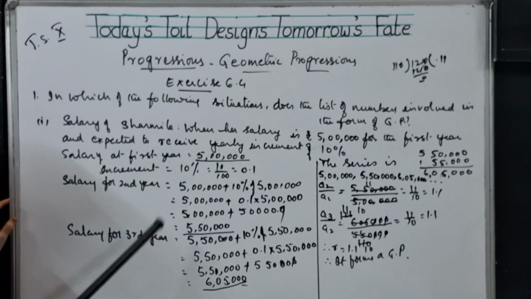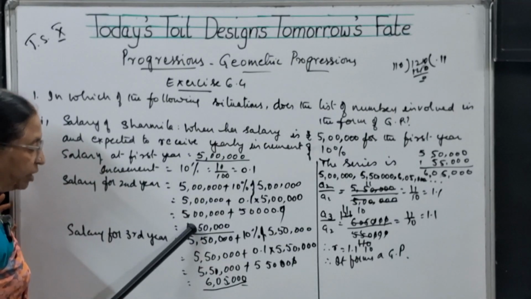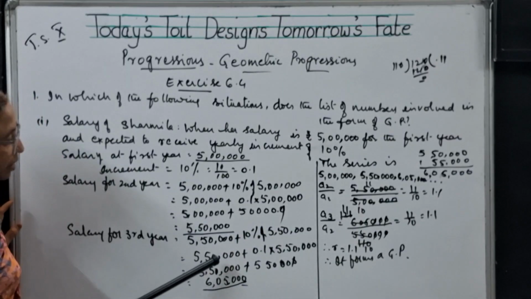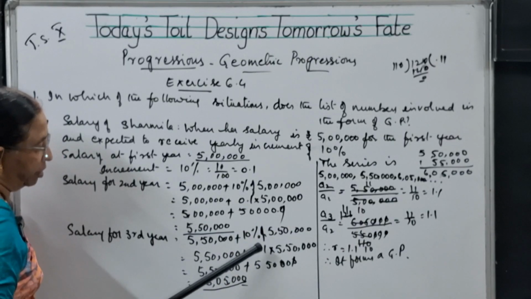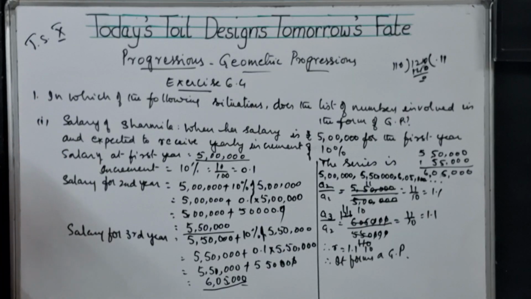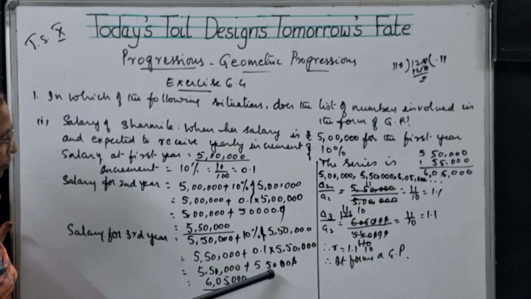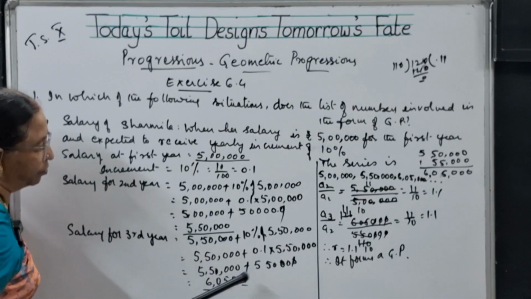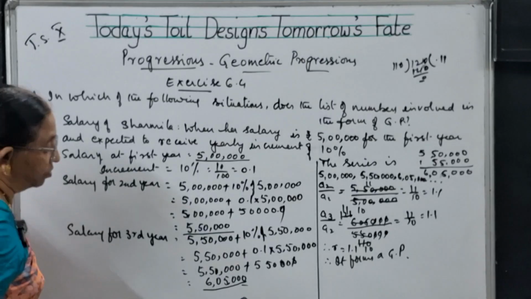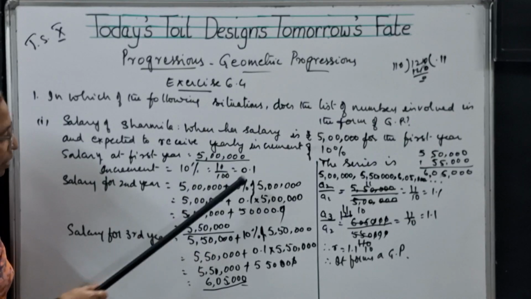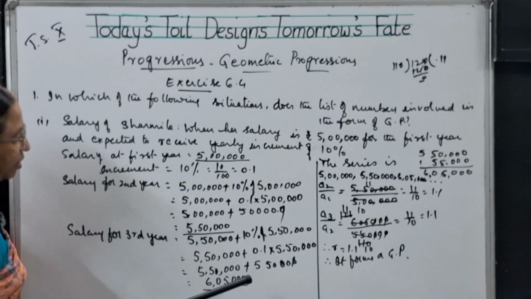Now salary for the third year will be what? For the third year again a 10% increase will be there. So the second year is 5,50,000 plus again 10%, that is 0.1 into 5,50,000, which is 55,000 she is getting. So on adding we are getting 6 lakh 5,000 rupees. That is her salary. So now we have got three values: 5 lakh, 5,50,000, 6 lakh 5,000.